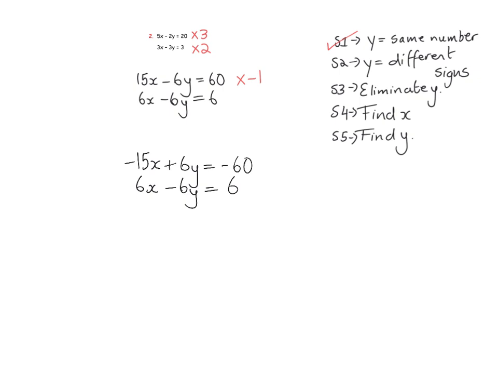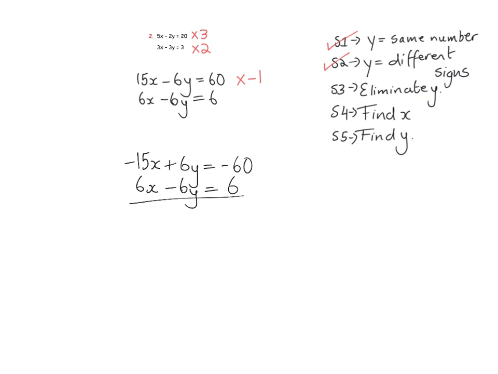Then the next thing we have to do is check if we've done step 2 correctly. So y has to have different signs. We have plus 6y and minus 6y. So they do have different signs, so we're happy with that. Then we put a line underneath all of this, and we do step 3, which is we eliminate y.